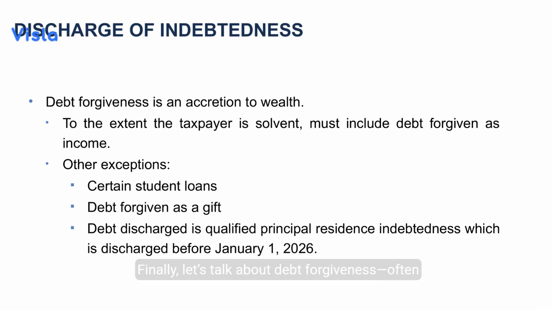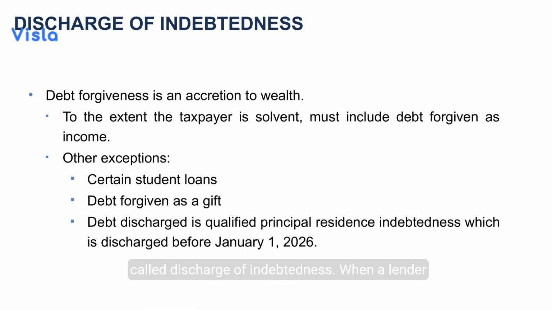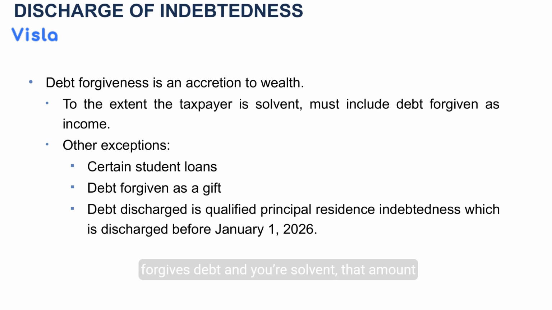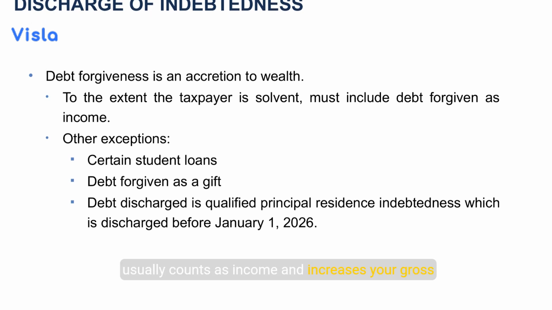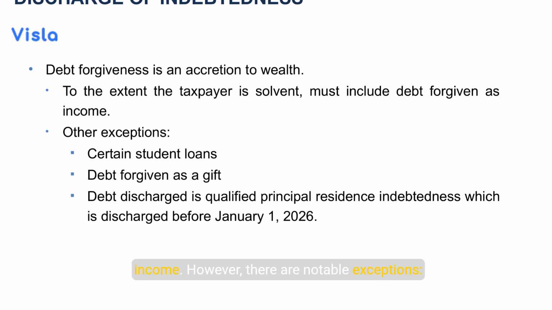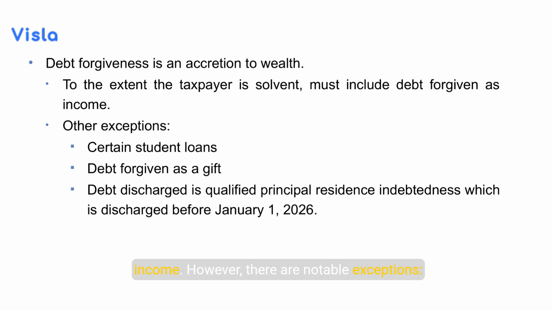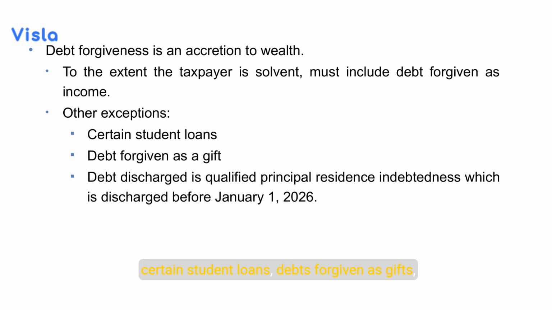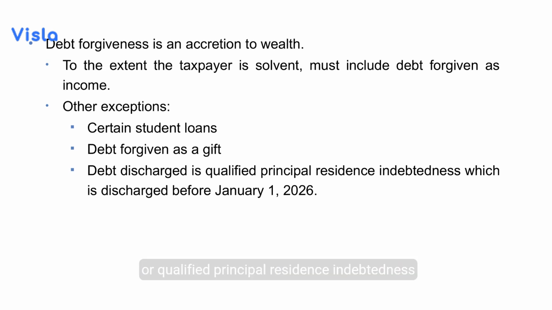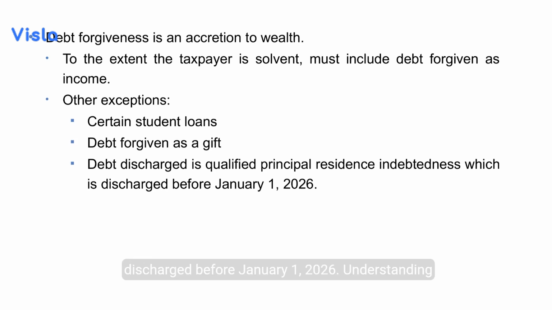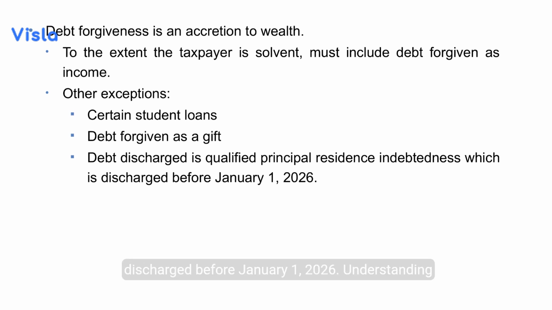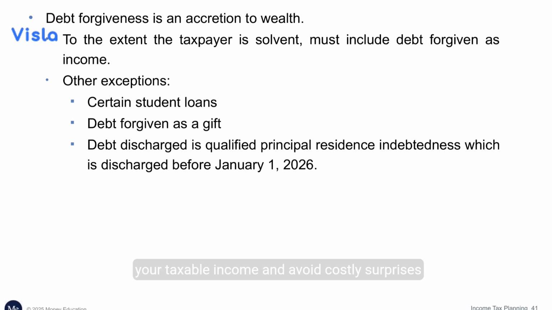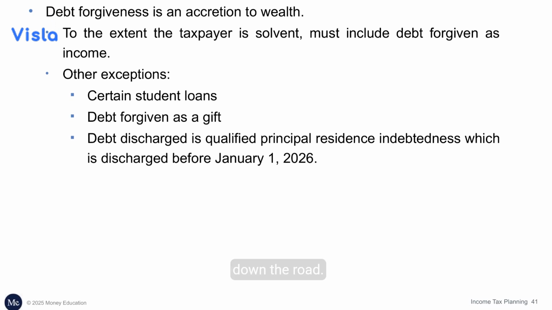Finally, let's talk about debt forgiveness, often called discharge of indebtedness. When a lender forgives debt and you're solvent, that amount usually counts as income and increases your gross income. However, there are notable exceptions. Certain student loans, debts forgiven as gifts, or qualified principal residence indebtedness discharged before January 1, 2026. Understanding these exceptions helps you accurately calculate your taxable income and avoid costly surprises down the road.